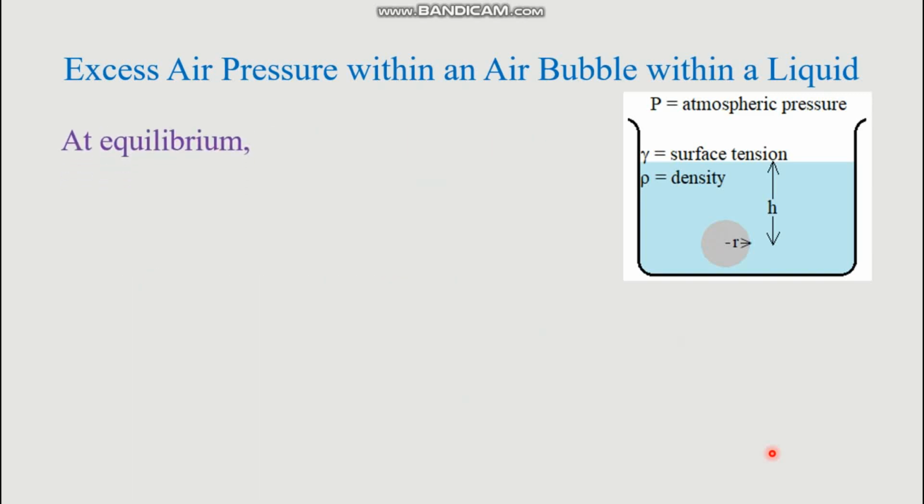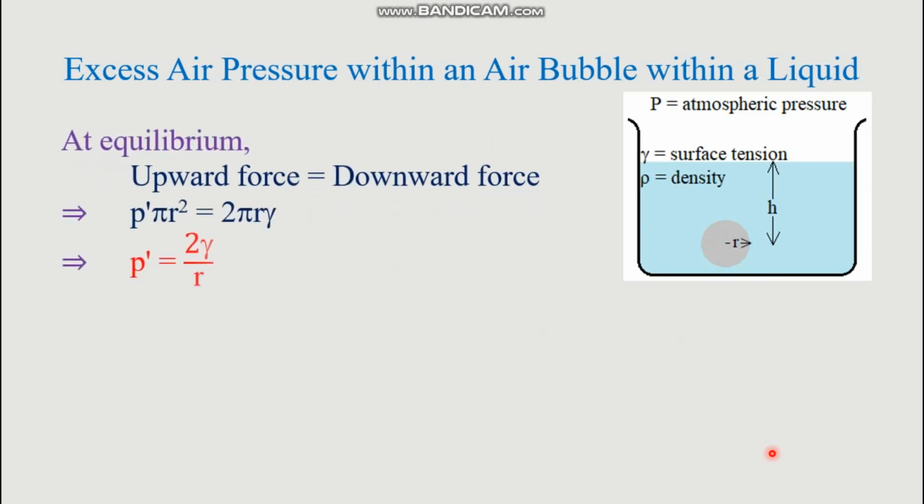At equilibrium these two are equal. After calculation we get equation number 7. So P prime is twice gamma by r. In equation number 6, what did we get? We got 4 gamma by r, but here it is twice gamma by r. So this is just half. It is only due to one surface, only the inner surface. So it becomes doubled if it has two surfaces, as in the free air bubble.